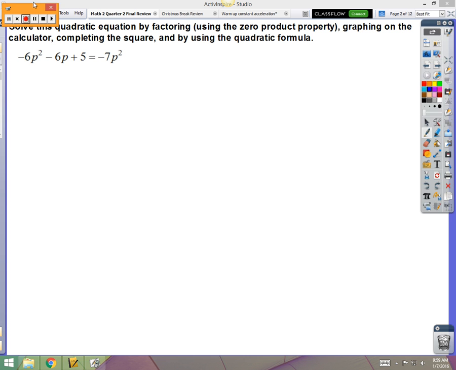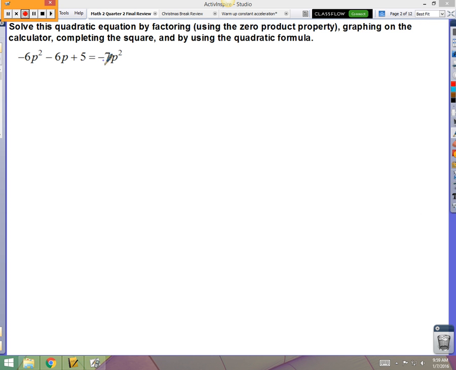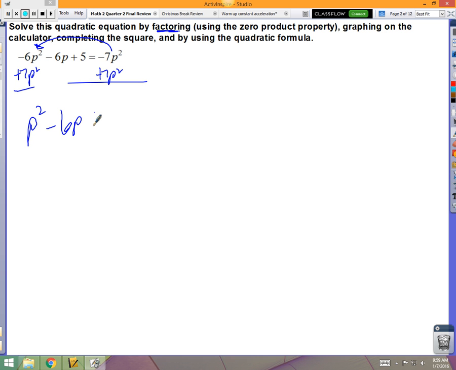Okay, number 6. Okay, you're given a quadratic equation. You got to solve it 4 ways. The first way by factoring. Okay, let's first get everything on the same side. So I'm going to move these p squareds over. So I'm going to plus 7p squared, plus 7p squared. So you should end up with just 1p squared minus 6p plus 5 is equal to 0.